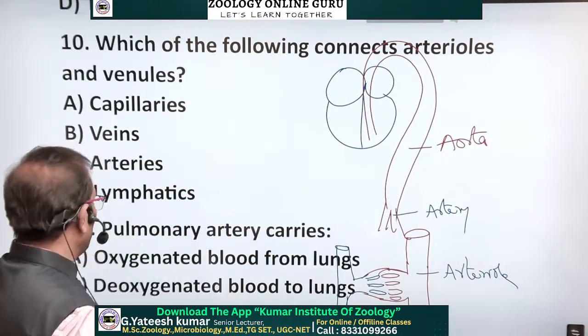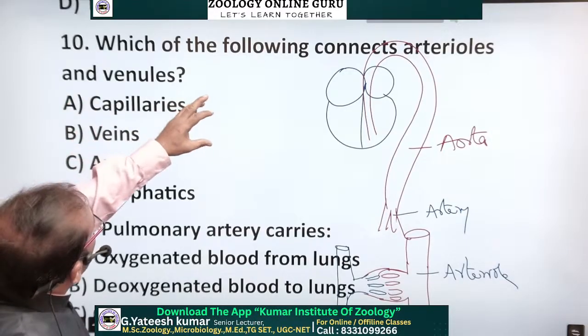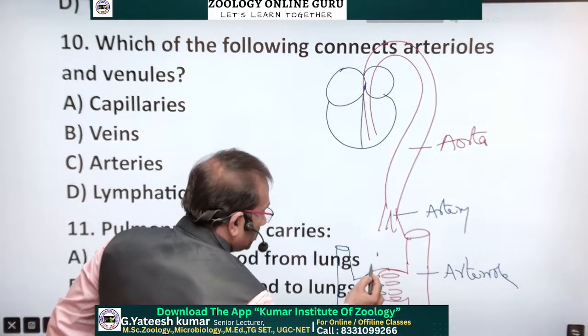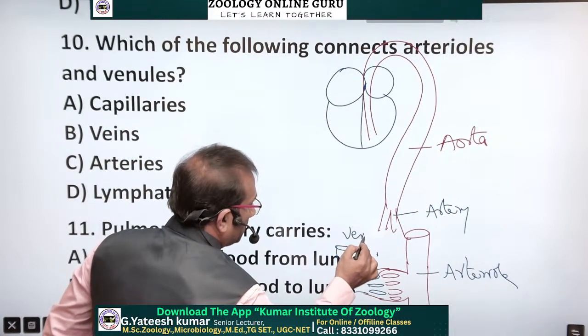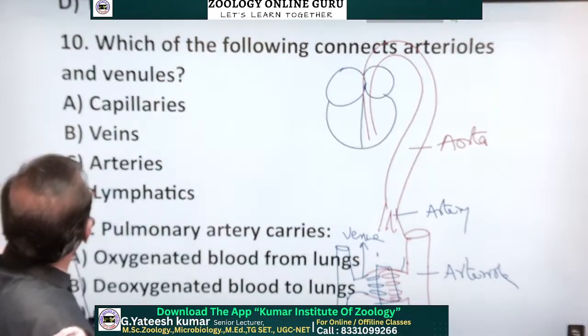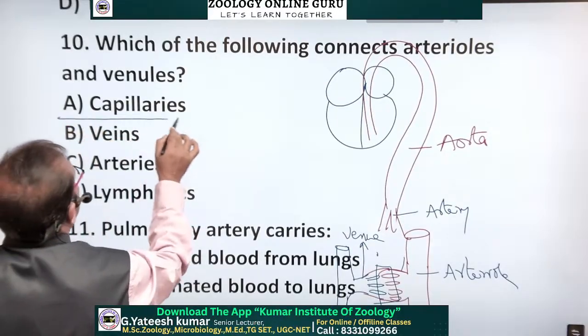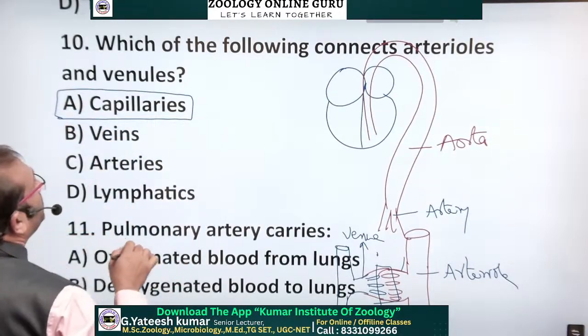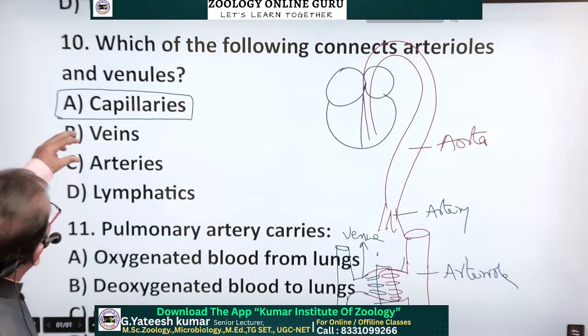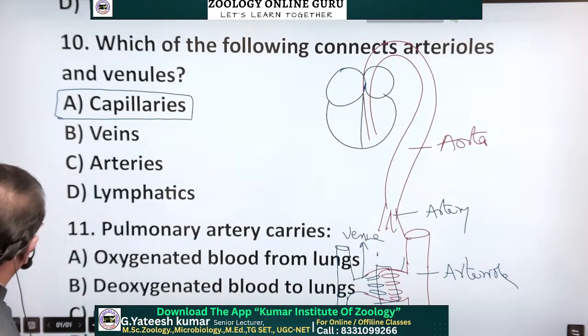So capillaries are here. Which of the following connects the arteriole to the venule? This is the venule, this is the arteriole, and the connection in between is the capillaries. Capillaries connect the arteriole to the venules. The last part of the arteriole system is the capillaries. After capillaries, it converts into venule. So arteriole and venule are both linked with capillaries. So the answer is capillaries.